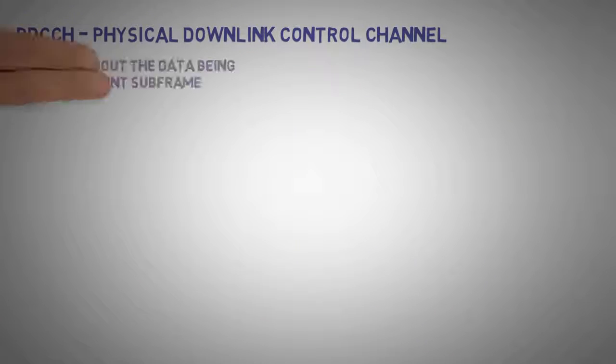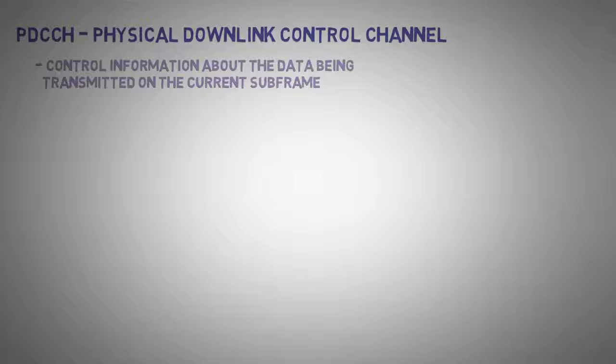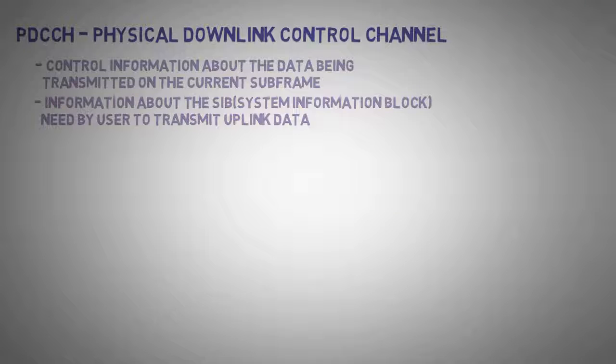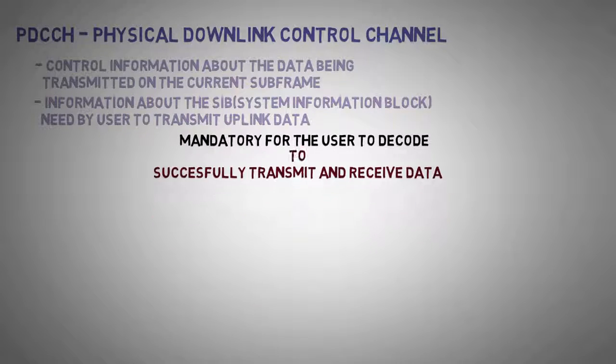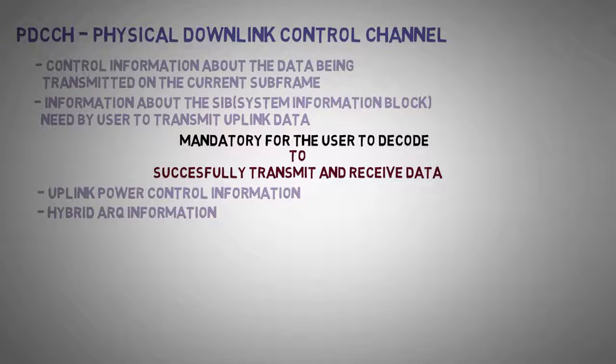This channel carries the control information about the data being transmitted on the current subframe and the information about the system information block, which the user needs to use for the transmission of uplink data. That means it is mandatory for the user to decode it successfully if it wants to send or receive something. It also provides uplink power control information and hybrid ARQ info.